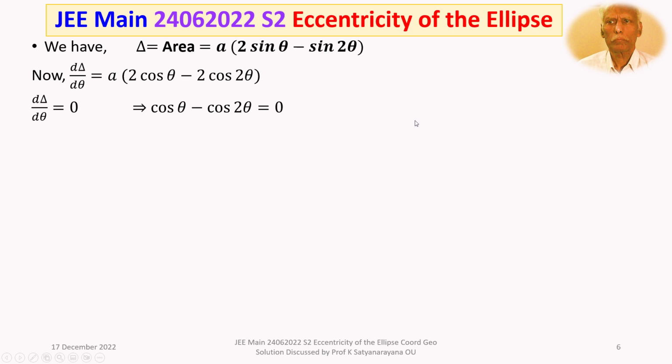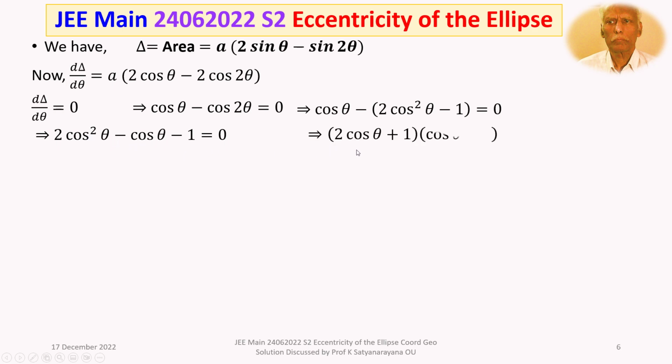For cos 2θ, we have written 2 cos² θ minus 1 in brackets, and simplifying we get a quadratic in cos θ, that is 2 cos² θ minus cos θ minus 1 is equal to 0, and factorization is very easy. The factors are (2 cos θ plus 1) multiplied by (cos θ minus 1) is equal to 0, and this will give rise to cos θ is equal to minus 1/2 and cos θ is equal to 1.